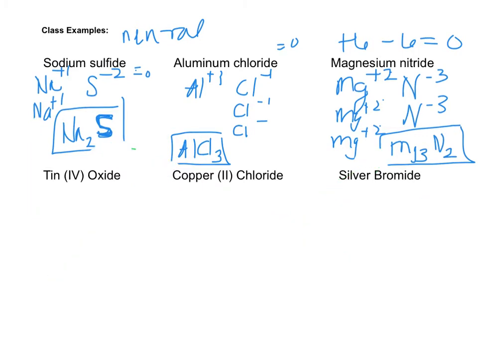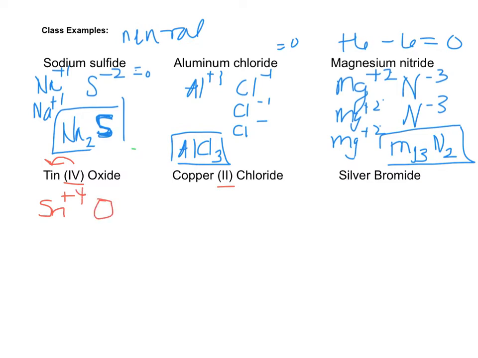Okay, let's do a little more practice. This time we're bringing in our Roman numerals. So tin IV oxide. You have to remember that the Roman numeral is always giving you the charge of the metal. So tin is Sn. Metals are always positive because they lose their electrons, therefore they have more protons. And that's +4.